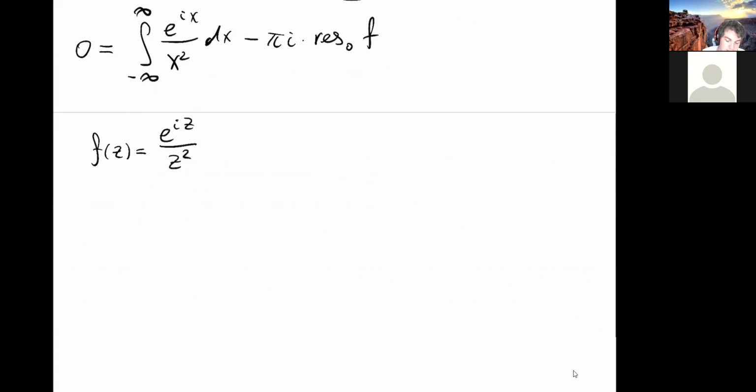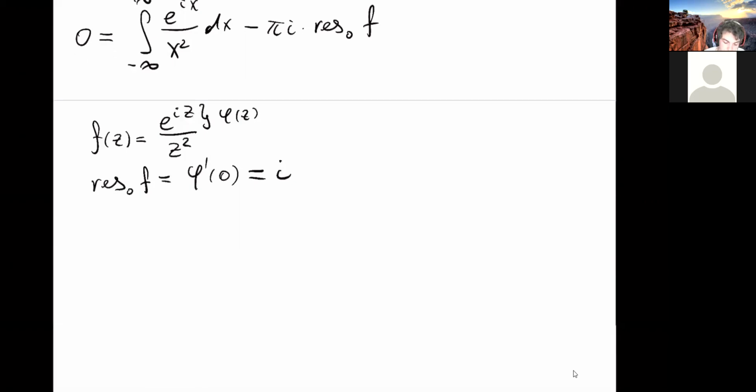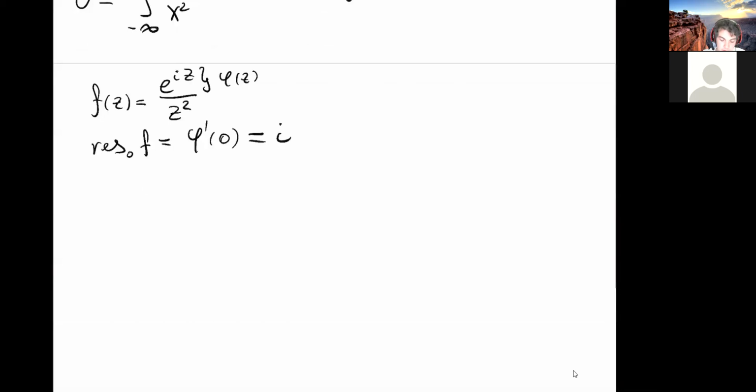And honestly, let's see, I don't need power series, right? Because I can just say that this is phi of z, and so the residue of f at 0 is just phi prime of 0, which is I. Okay, hang on. Now, am I happy with this? Yep, I'm okay with this.